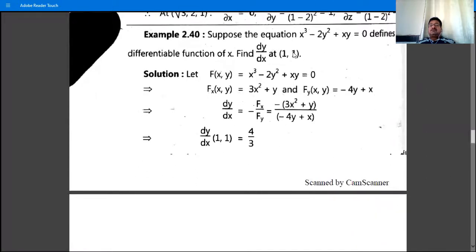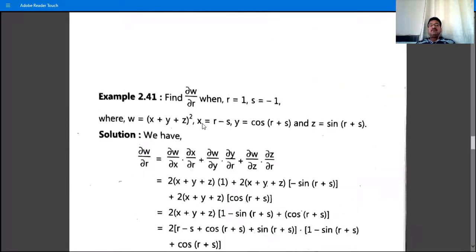If there is such a type of problem, dy/dx, use this formula: minus fx by fy. This is the formula for dy/dx. So find fx, that is partial differentiation with respect to x, and then partial differentiation with respect to y. If we partially differentiate with respect to x, then y is constant, and if we differentiate partially with respect to y, then x is constant. So we have this answer. Similar problems.